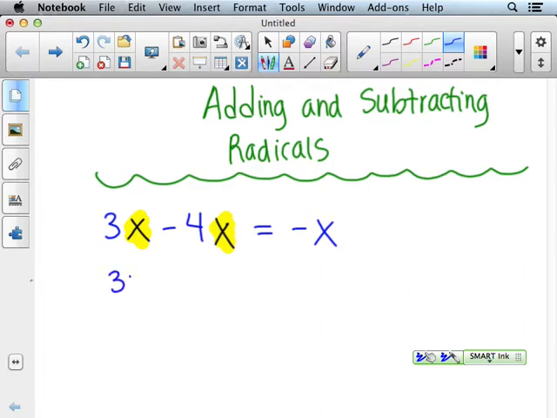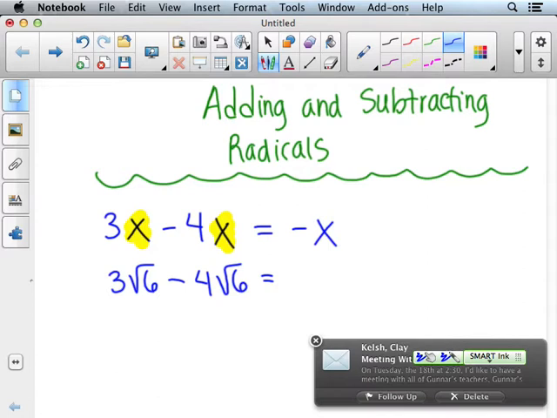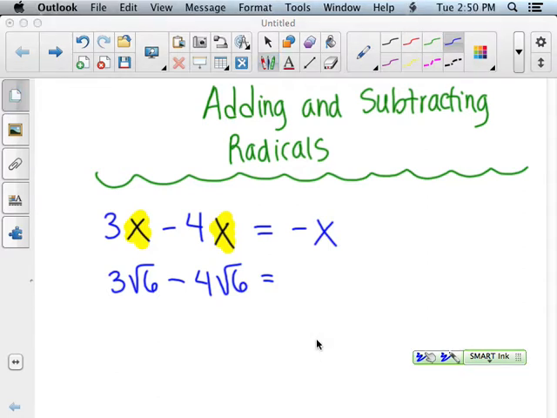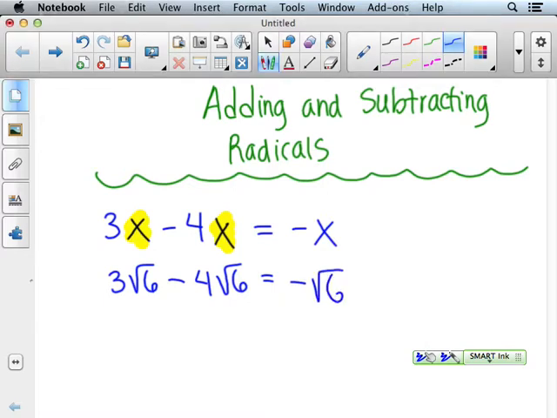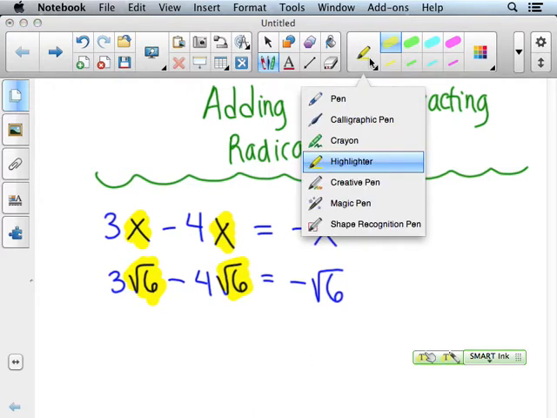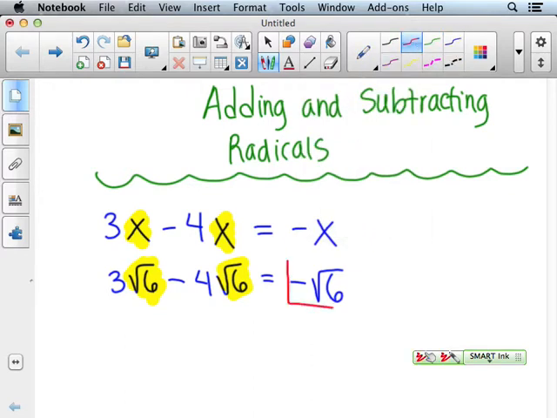If I asked you to subtract 3 square root of 6 minus 4 square root of 6, you can do that because they both have the same radical, the same index with the same radicand, square root of 6 and square root of 6. So imagine you have 3 square root of 6 minus 4 square root of 6. Well, now you have negative square root of 6. It's the same concept as adding and subtracting like terms. And so your final answer is negative square root of 6.